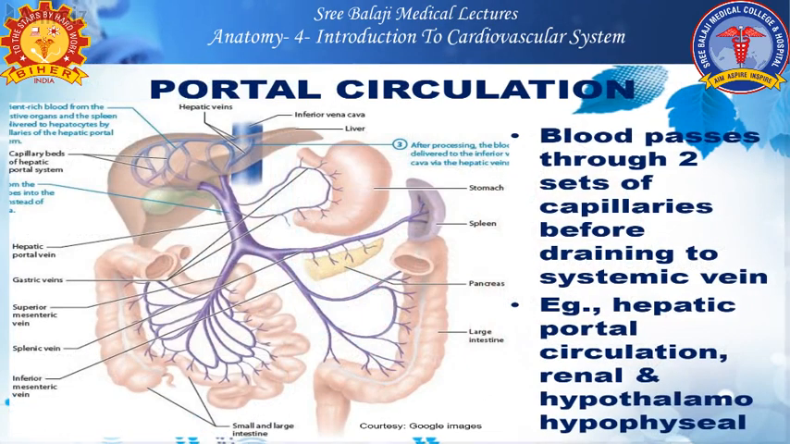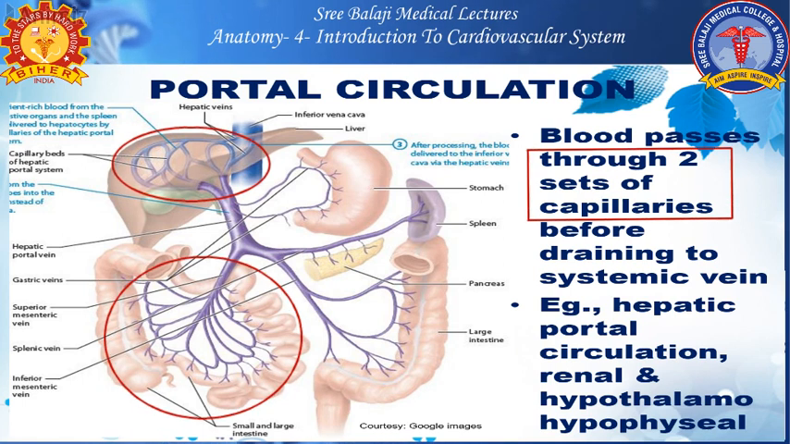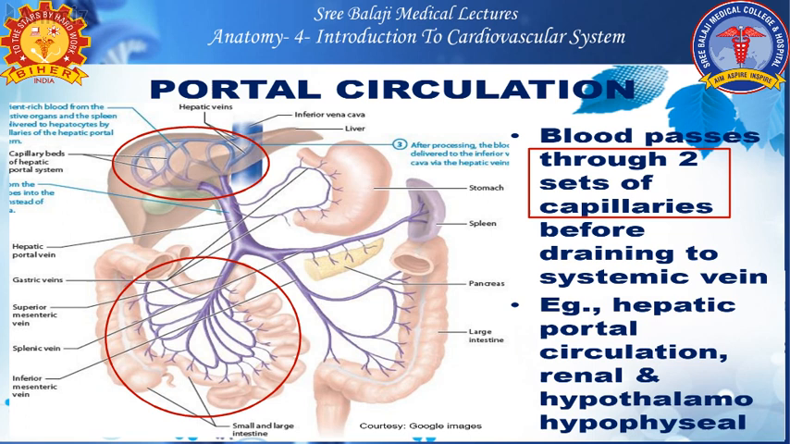Coming to the portal circulation, this is a special type of circulation where blood has to pass via 2 sets of capillaries before draining to the systemic vein. Otherwise, it will pass only via 1 set of capillaries. The portal circulation examples in our body are hepatic portal circulation, renal and hypothalamo-hypophyseal portal circulation.